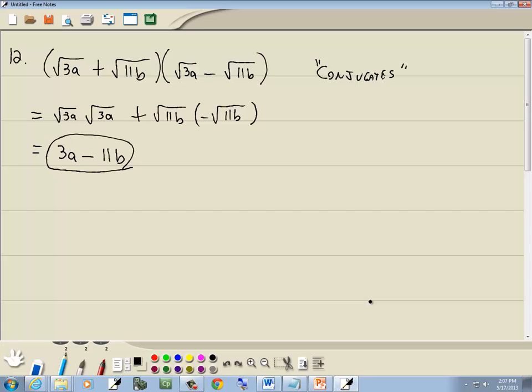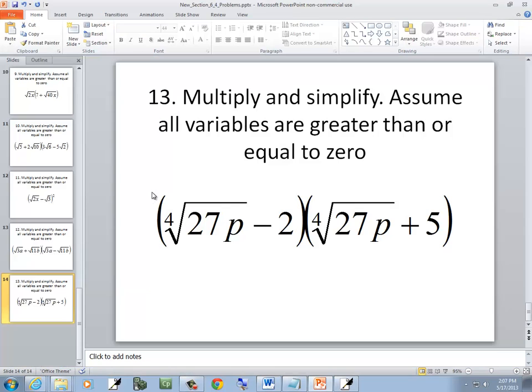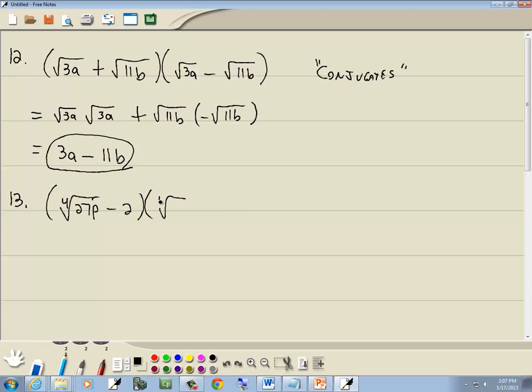Let's take a look at our last problem here. Got the fourth root of 27p minus 2, and then the fourth root of 27p plus 5. Well, obviously these aren't conjugates. They both start with the fourth root of 27p, but this has a 2 and this has a 5 for our last parts. So we just have to multiply like we did before. We'll take this radical here times the fourth root of 27p and times 5. And we'll take this negative 2 times the fourth root of 27p and times the 5.